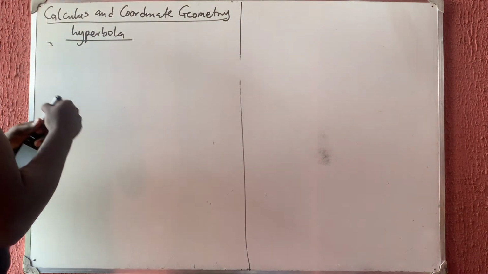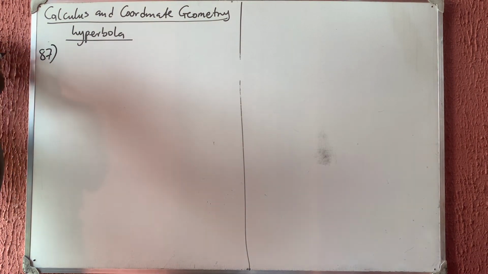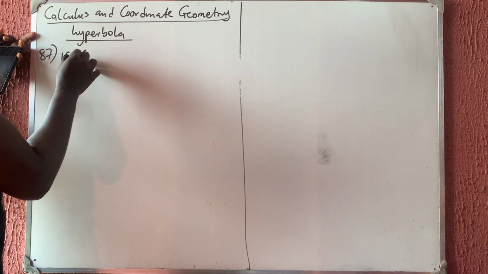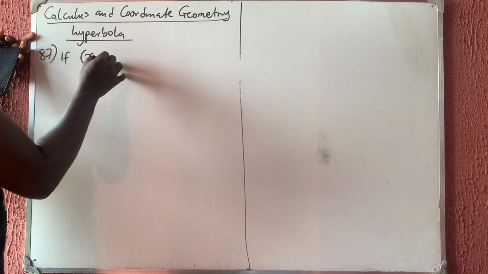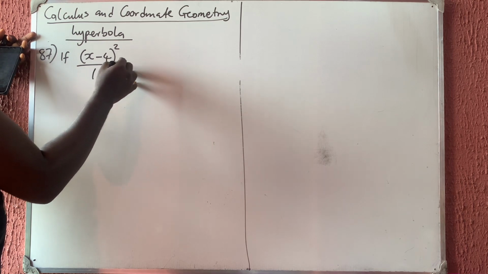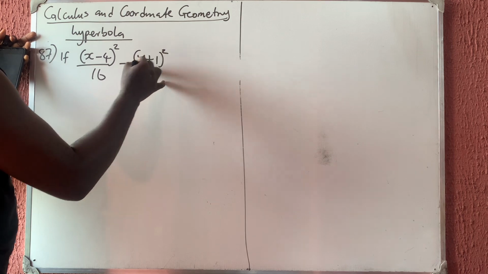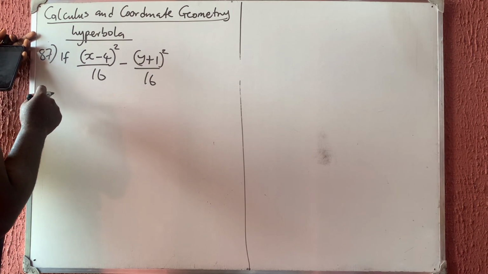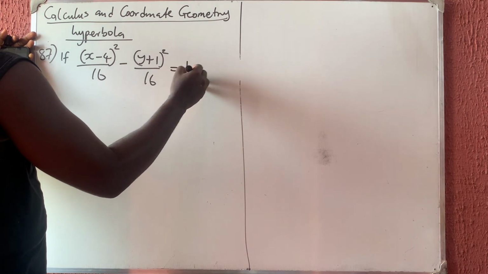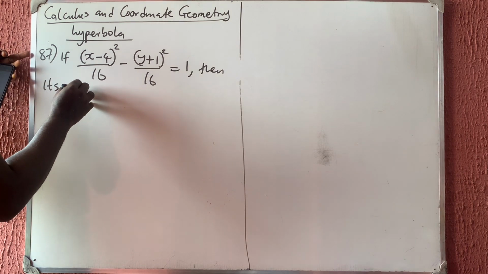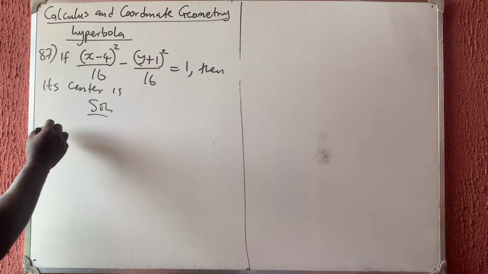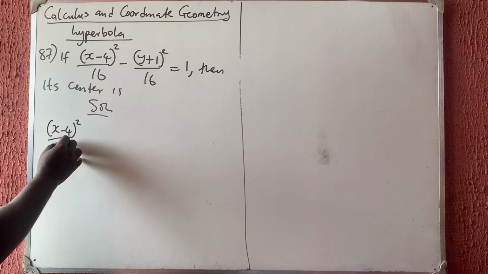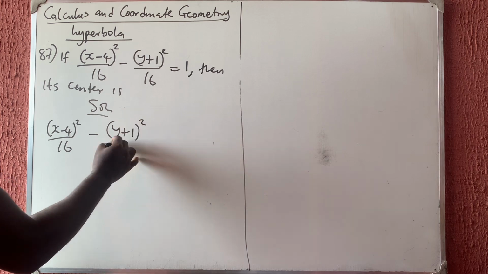Question number 87 said, if (x minus 4) all squared over 16 minus (y plus 1) all squared over 16 is equal to 1, then its center is... Solution. Okay, now the same thing is applicable. Let us write the question. The question gave us (x minus 4) all squared over 16 minus (y plus 1) all squared over 16 is equal to 1.